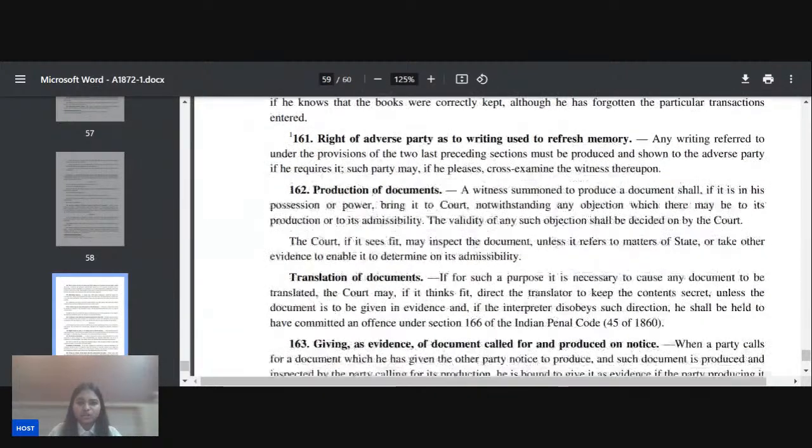162 is production of documents. So a witness can be summoned to produce a document, and if it is in the possession and power of the witness, he will bring it to the court, right, notwithstanding any objection which there may be to the production or admissibility. So he can produce it, and the court, if it sees fit, can also inspect the document.